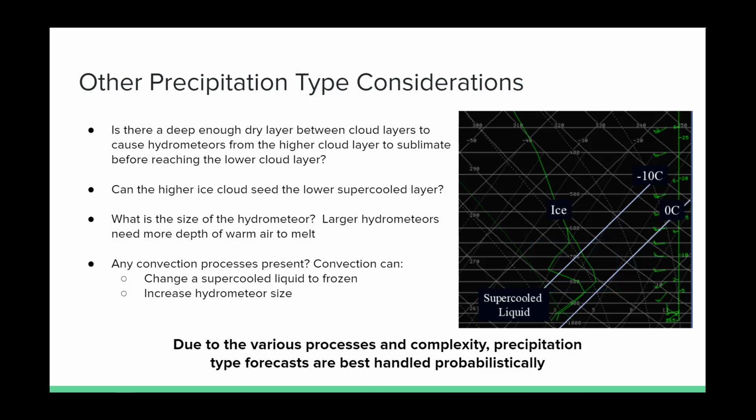Hydrometeor size can also influence how readily it changes state. Larger ice crystals need more energy input to melt, and larger liquid drops are more challenging to refreeze than smaller ones. However, if liquid drops still have some ice in them, they will more readily refreeze. Man, it's just so complex, and just another example of why these forecasts are difficult and best handled probabilistically.